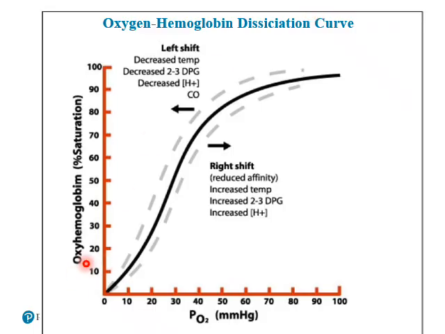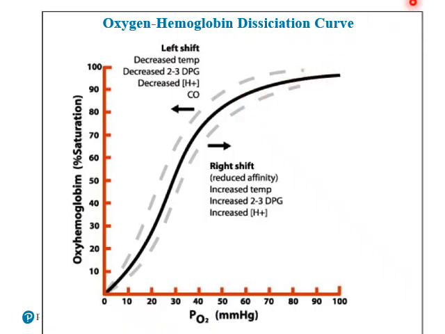That's when oxygen and hemoglobin are already bound together, you call it oxyhemoglobin. So this is the oxyhemoglobin percent saturation. And the curve exhibits a characteristic sigmoidal shape due to the cooperative binding of oxygen to the hemoglobin. This means that the binding of one oxygen molecule to hemoglobin increases the affinity for subsequent oxygen molecules, which I already mentioned before.